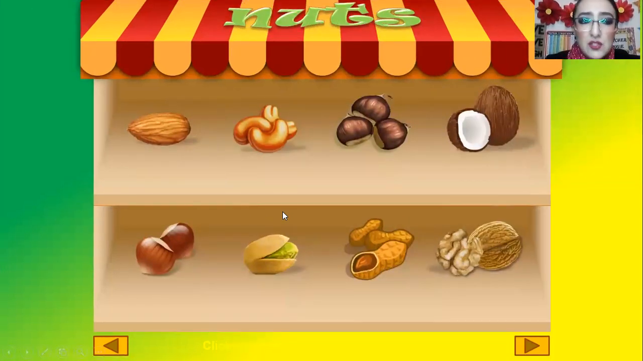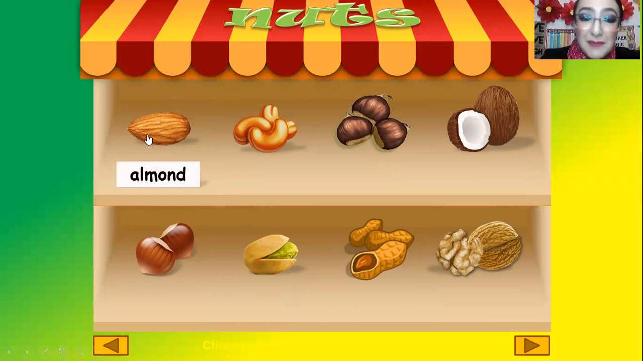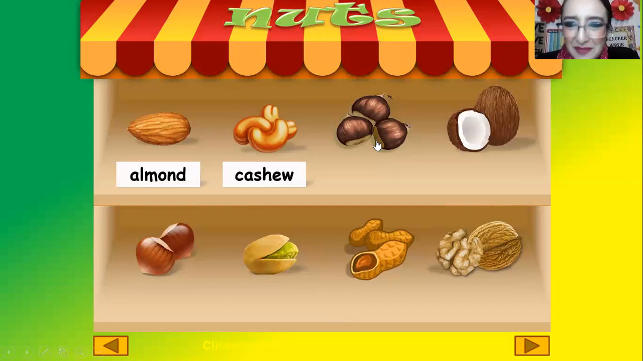Now we are going to be talking about nuts. Nuts, todas las cosas son las nueces, ¿no? And we have almond, almendra. Also, we have the cashew. Es como el marañón, creo que se le conoce. I don't know. The cashew es como la nuez de la India, ¿no?